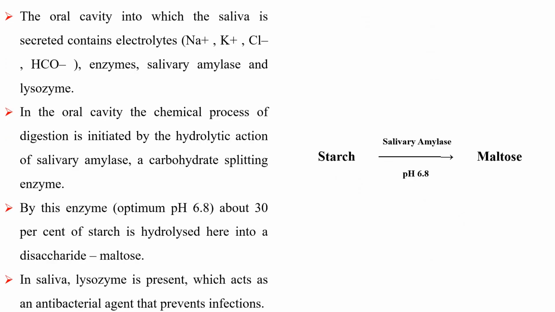The oral cavity, into which the saliva is secreted, contains electrolytes, enzymes, salivary amylase, and lysozyme. In the oral cavity, the chemical process of digestion is initiated by the hydrolytic action of salivary amylase, a carbohydrate splitting enzyme. By this enzyme, about 30% of starch is hydrolyzed here into a disaccharide, maltose. In saliva, lysozyme is present, which acts as an antibacterial agent that prevents infection.